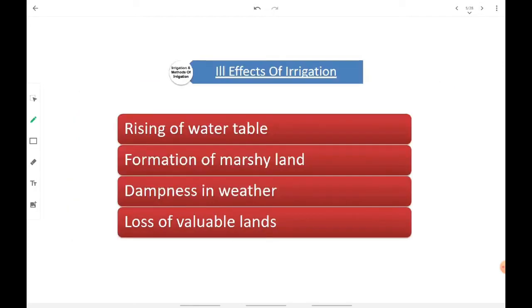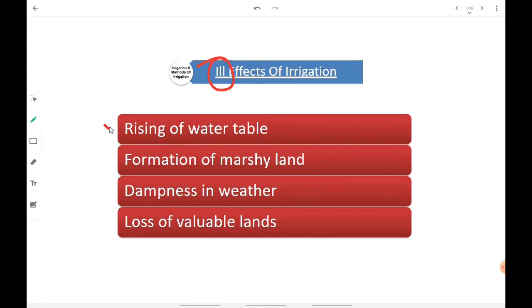Now whichever thing you say has its good side and the bad side. Okay, the pros and the cons. Therefore we are now looking at ill effects of irrigation. Means what are the bad effects because of irrigation?